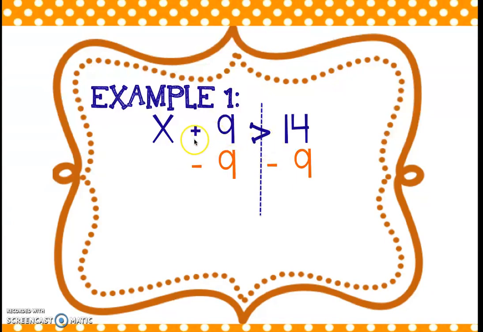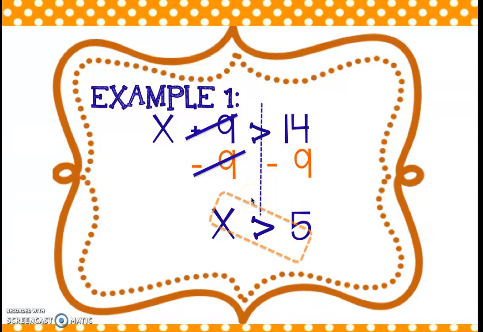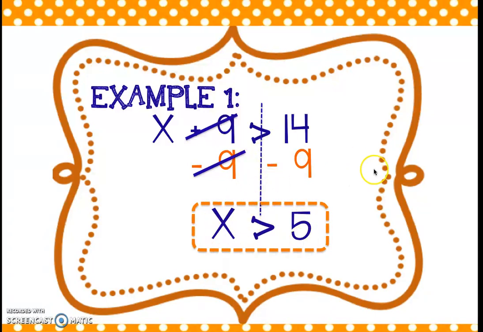Now, I have a plus 9 and a minus 9. Those cancel each other out, and we're just left with x is greater than. Notice how it doesn't say equals anymore. We have our greater than symbol. Okay. Now we solve on this side. 14 minus 9 gives us 5. So our solution set says x, or our variable, can be anything that is greater than 5.